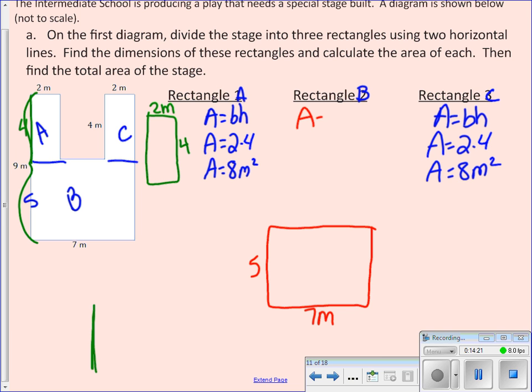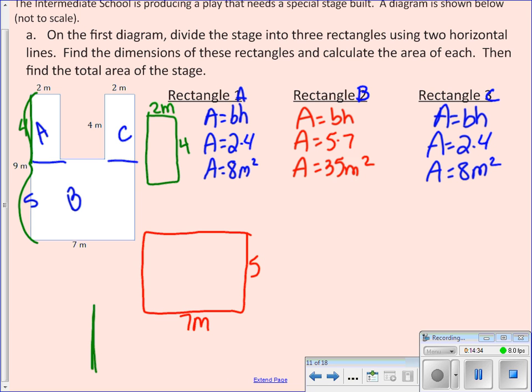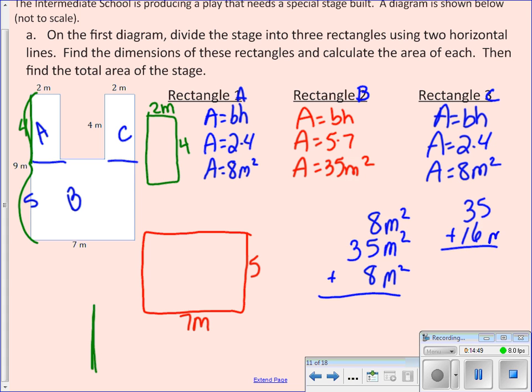So do we see why this is 5? And that we said was 5. So area equals base times height. Area equals 5 times 7, 35 meters squared. But if we want to find the total area, we have to add them all together. So 8 plus 35 plus 8. If you'd rather do that, 35 plus 16. Addition is commutative, so even though PEMDAS tells us to go left to right, we can apply the commutative property. 51 meters squared is our answer.